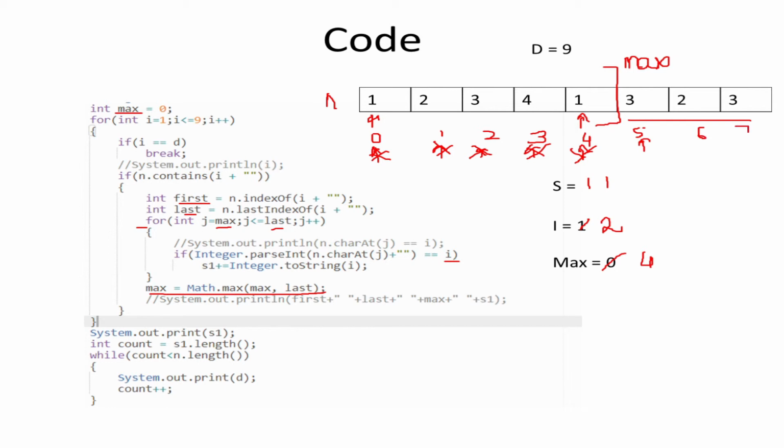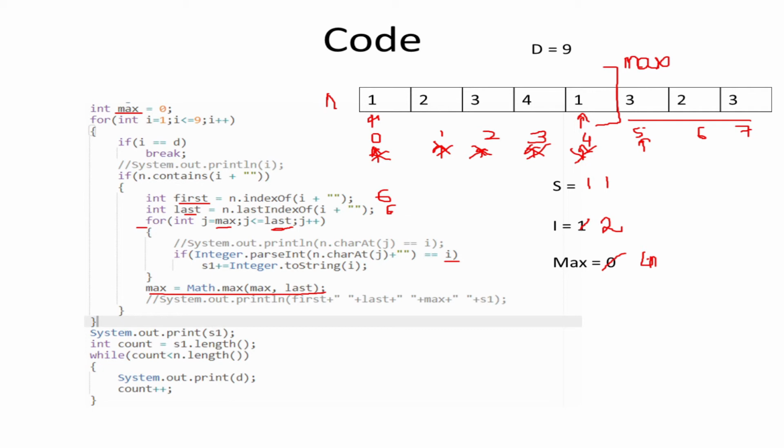As we know, the value of max is 4. First of all, the condition here is i equals 9, that is, 2 equals 9. No, it is not. So we check whether this number contains 2. Yes, it does, so we come inside and find the occurrence. Here the first and last values will be 6 and 6. So we'll start our loop of j from max, and it will go on till last.